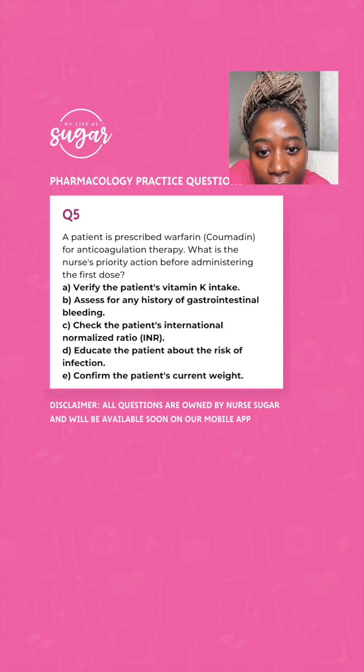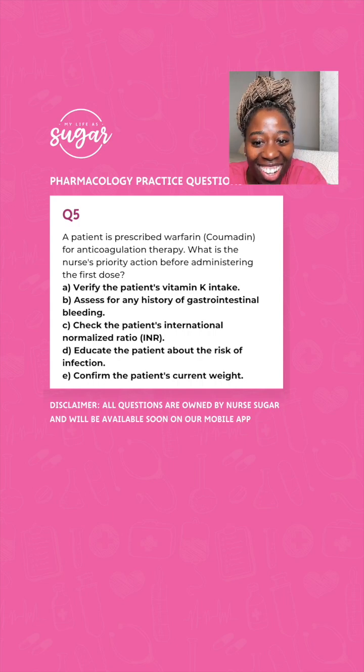A, verify the patient's vitamin K intake. B, assess for any history of GI bleed. C, check the patient's INR. D, educate the patient about the risks of infection. E, confirm the patient's current weight. So what are we doing? We're all assessing, right? We want to make sure we check for the patient's INR.